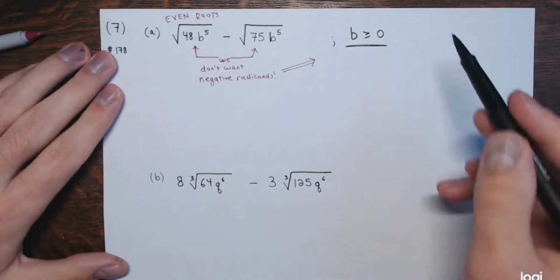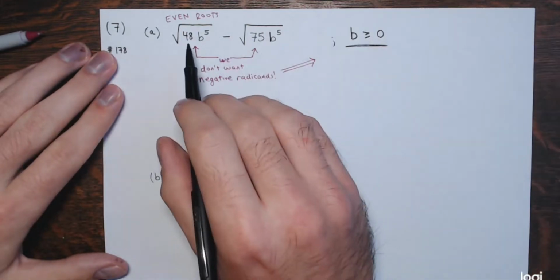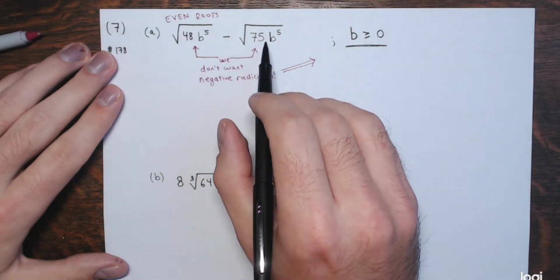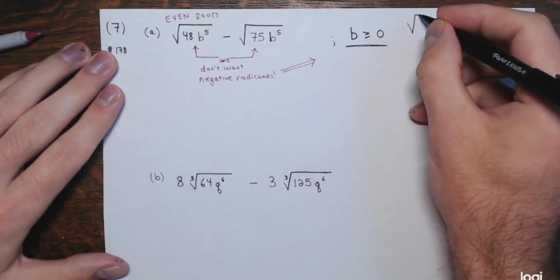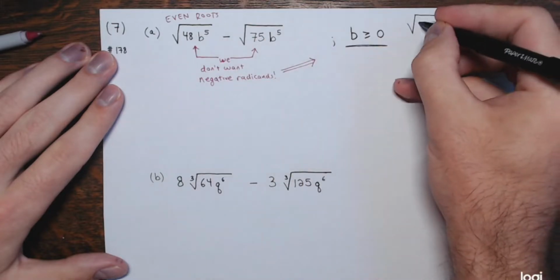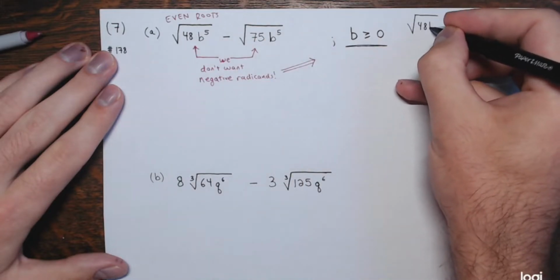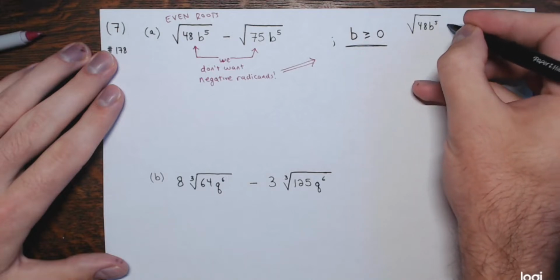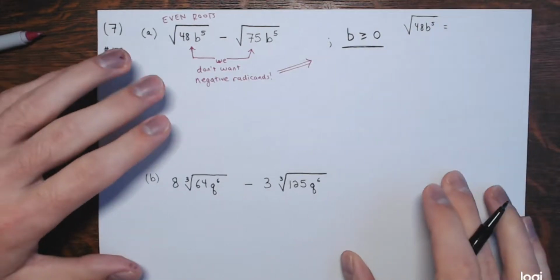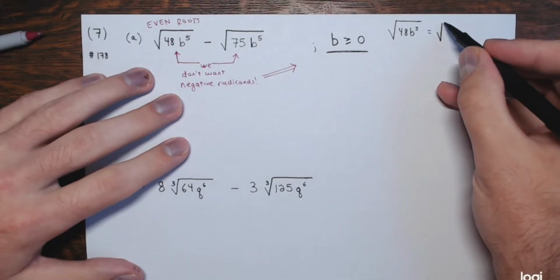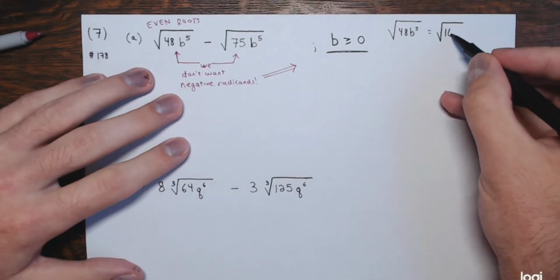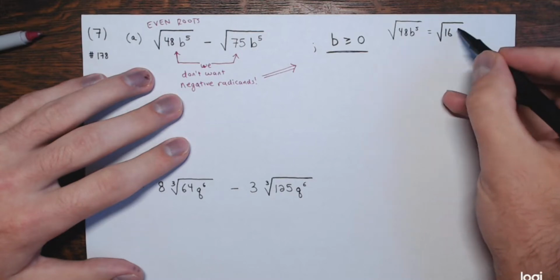Okay. So the radicals are not like, so we simplify. I'll start off with the square root of 48b to the 5th. We're looking for perfect squares, since it's a square root. Now 16 is the largest perfect square. This is the square root of 16. And then b to the 5th, b to the 4th is a perfect square, anything with a power that's a multiple of 2.